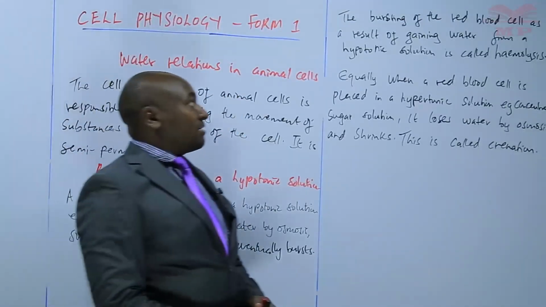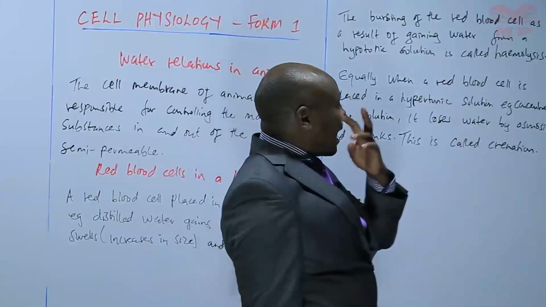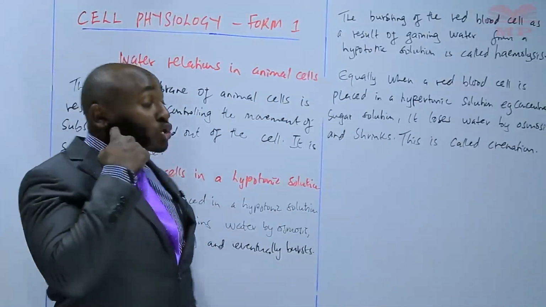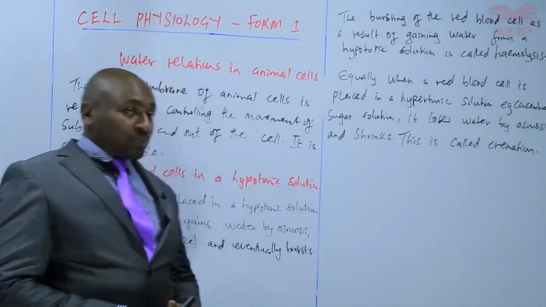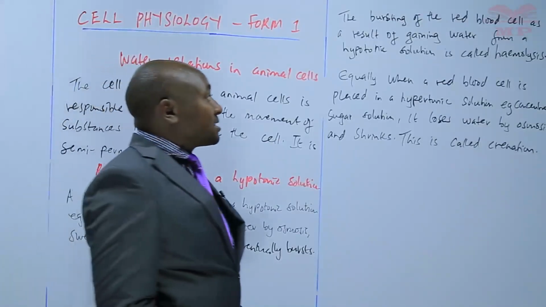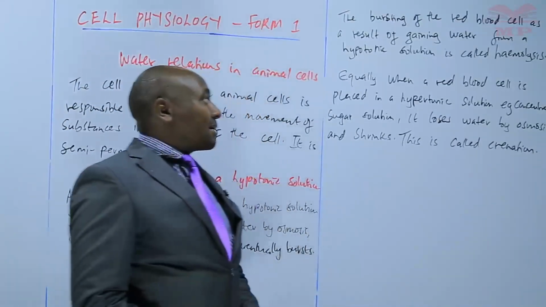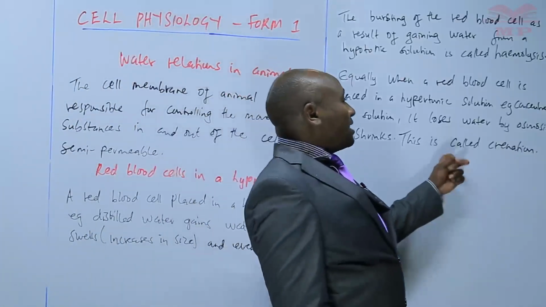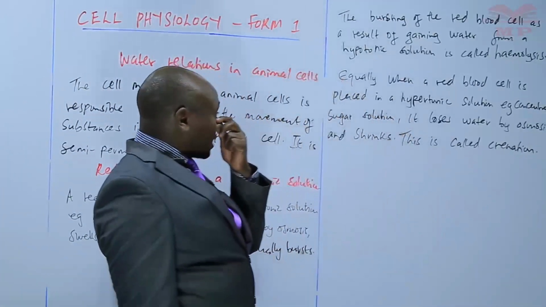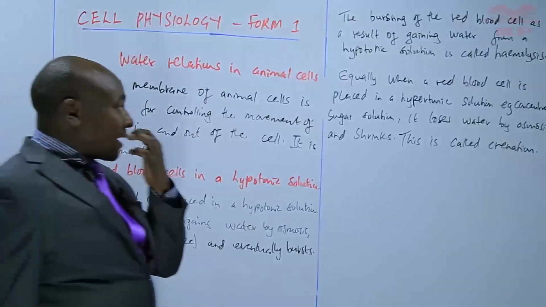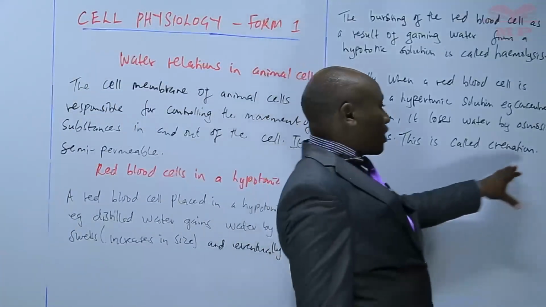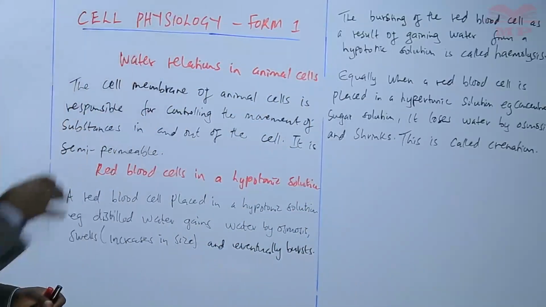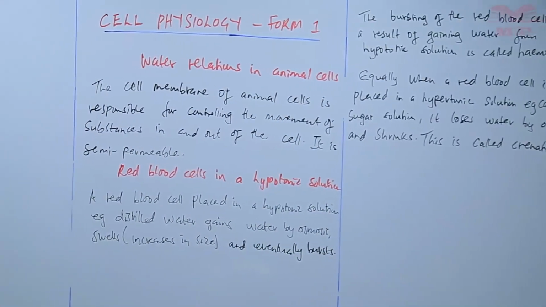So we have haemolysis and crenation. Those are two terms that we use in water relations in animal cells, whereby when the animal cells gain water by osmosis and burst, that is haemolysis. When animal cells lose water by osmosis and shrink, this is called crenation. We are going to illustrate that in form of a diagram.